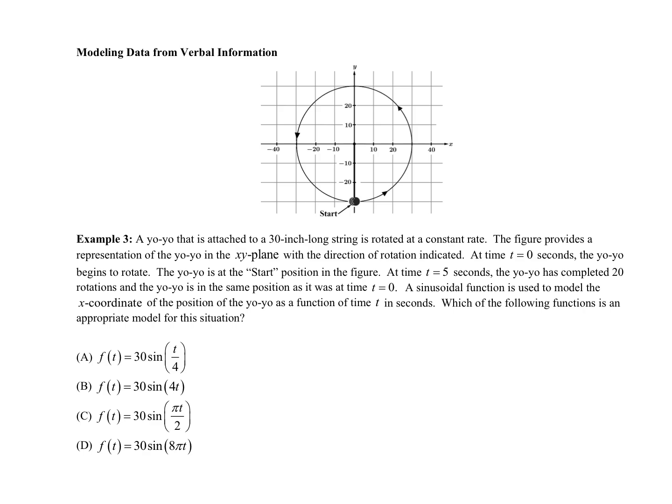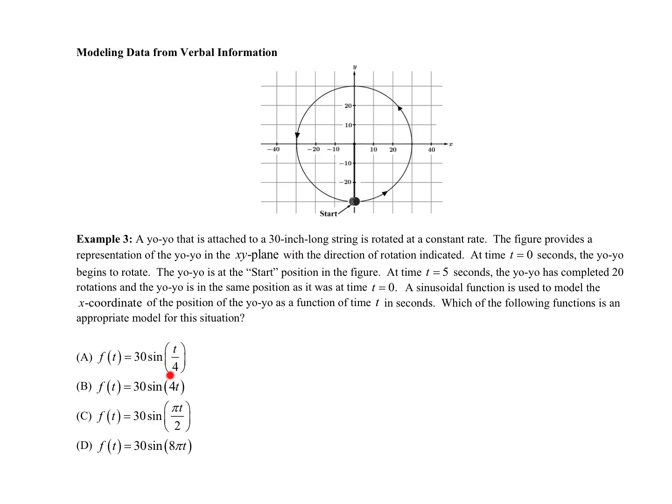Love it. A sinusoidal function is used to model the x-coordinate of the position of the yo-yo as a function of time t in seconds. Which of the following functions is an appropriate model for this situation? All right, fantastic. So on this one, again, let's look at our choices real quick. They're all sine, which is great. But then what do we notice about our amplitude? They're all 30, okay? That's because this is a 30-inch long string. So our amplitude is 30.